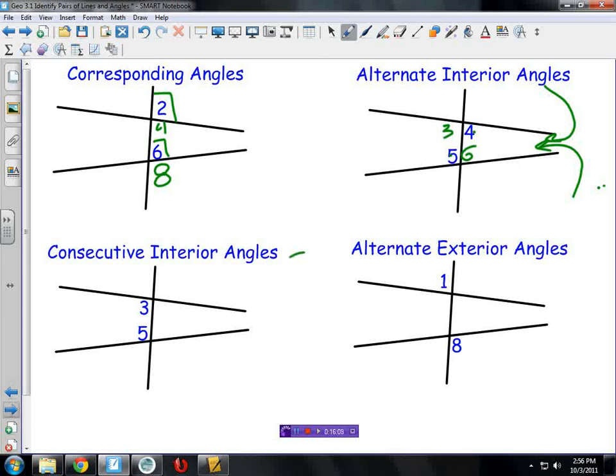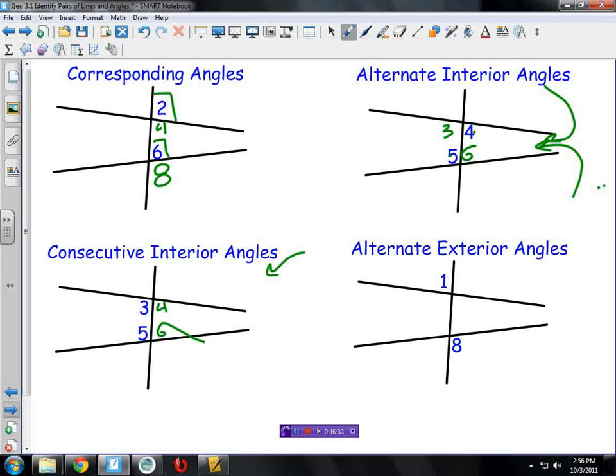This one over here, consecutive interior. Again, they're inside, but instead of being alternate, like we were over here, they're consecutive, so they're on the same side. So over here, if I have angle 4, that's going to be a consecutive interior angle with which one? 6.